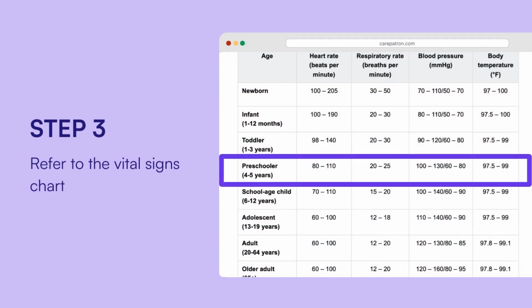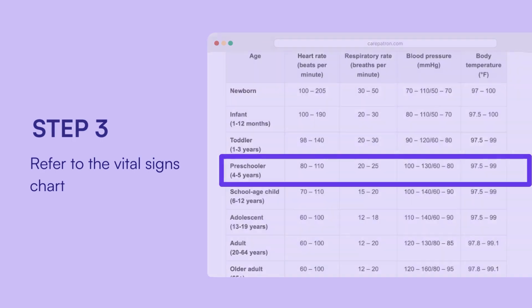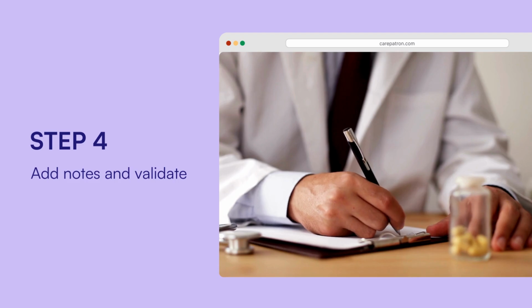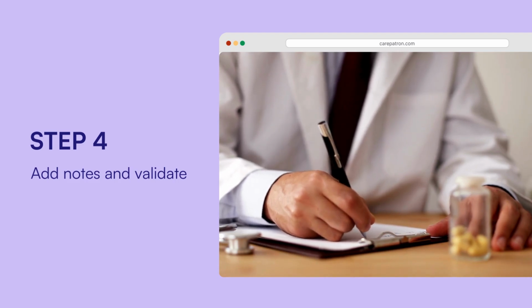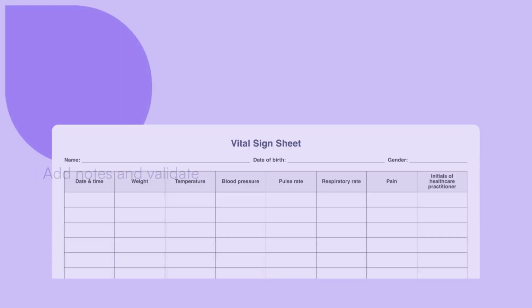Refer to the vital signs chart. Consult the chart of normal vital signs to analyze the patient's measurements. Add notes and validate. Include any relevant remarks and have professionals sign and date the record to confirm accuracy.